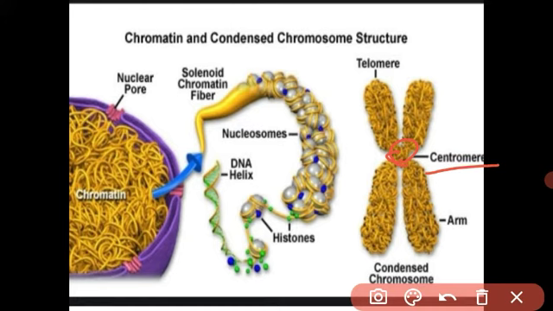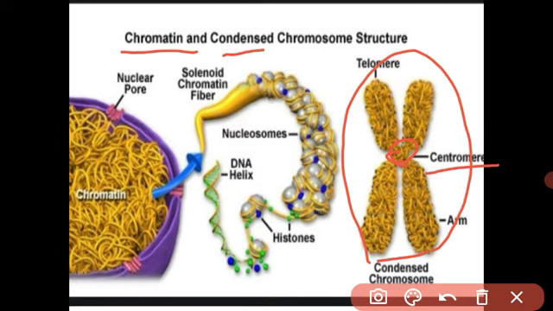Chromosome is the chromatin fiber. But during cell division, the chromatin fiber is condensed, highly coiled, highly condensed and forms the structure of chromosome. And this structure of chromosomes is divided, split and forms the new cell. Got it? What is meant by chromosome?